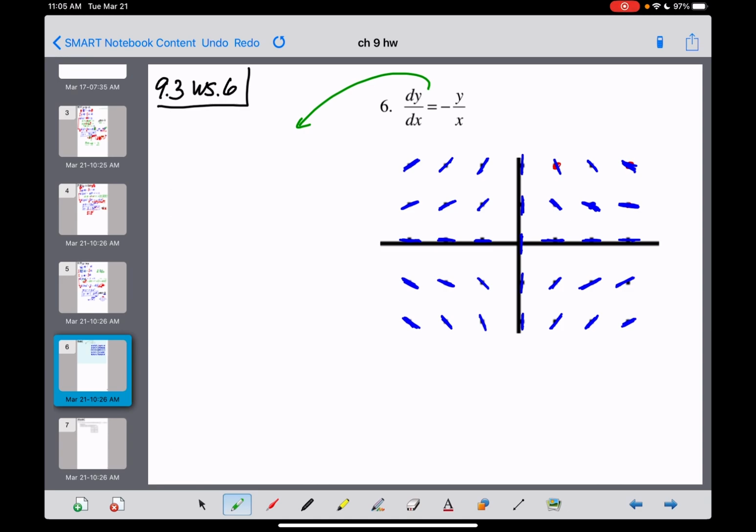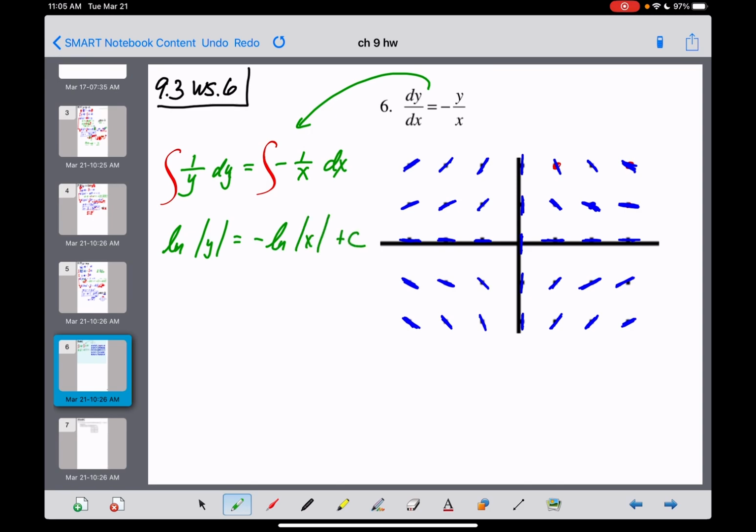So if I were to treat this like a problem from section 9.1, where we were doing general solutions, I would work on separating my variables. And I'd get something like 1 over y dy is equal to negative 1 over x dx. And then just quickly, I'm curious how long this might take, let's try to anti-differentiate both sides. Natural log of the absolute value of y is going to equal the opposite of the natural log of the absolute value of x, plus c.